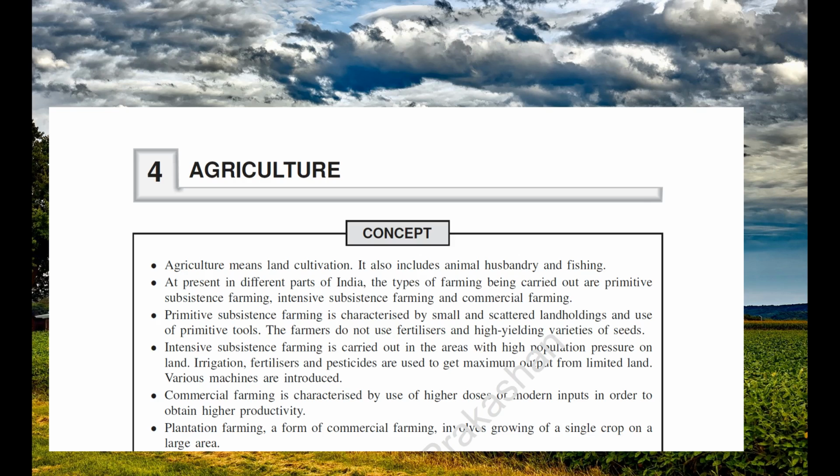Intensive subsistence farming is carried out in the areas with high population pressure on land. Irrigation, fertilizers and pesticides are used to get maximum output from limited land. Various machines are introduced. Commercial farming is characterized by use of higher doses of modern inputs in order to obtain higher productivity. Plantation farming, a form of commercial farming, involves growing of a single crop on a large area.